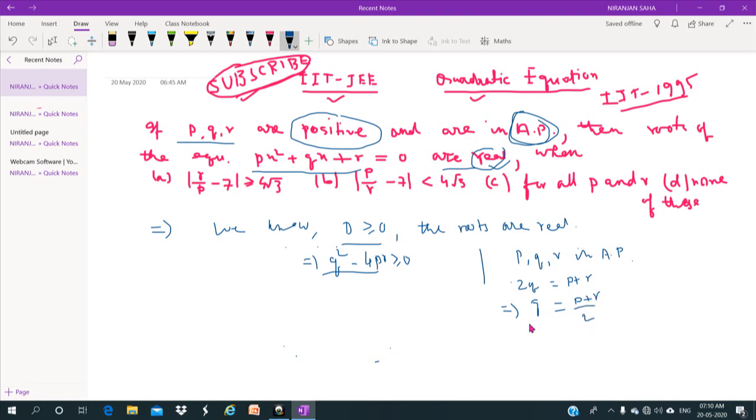So if we put these values of Q, we get this will be p plus r by 2 whole square minus 4pr greater than equal to 0.